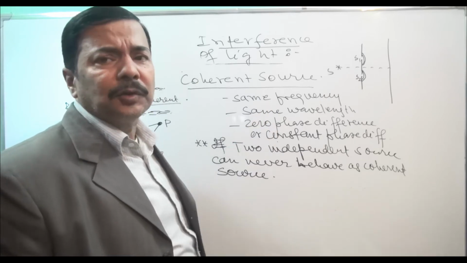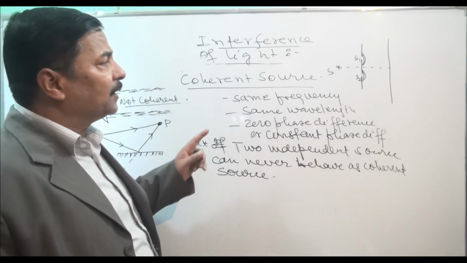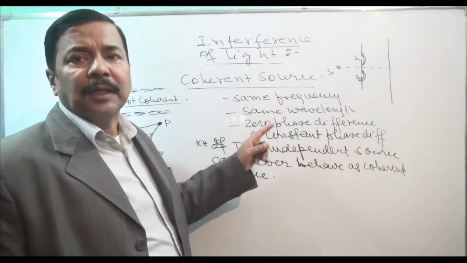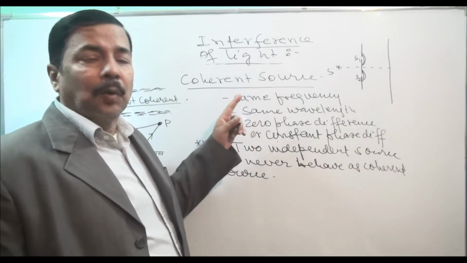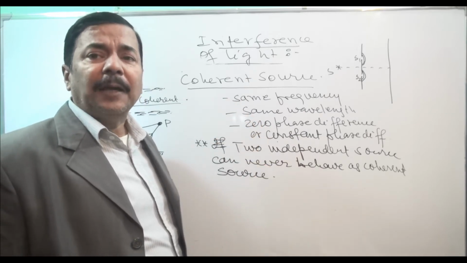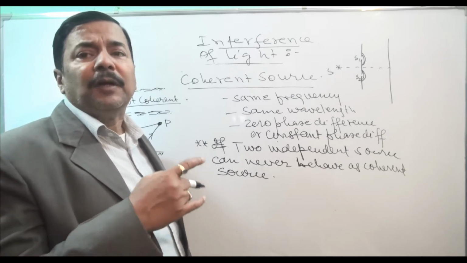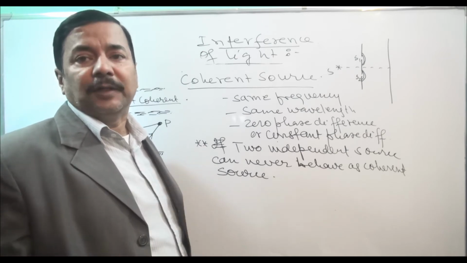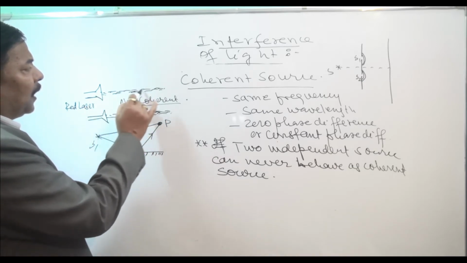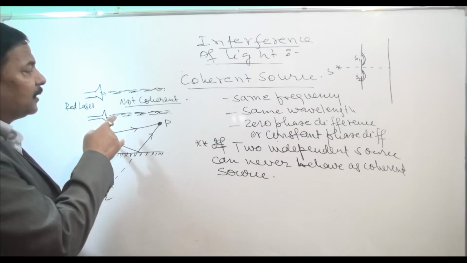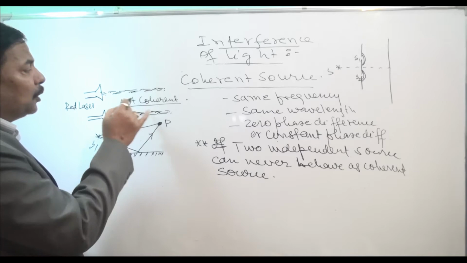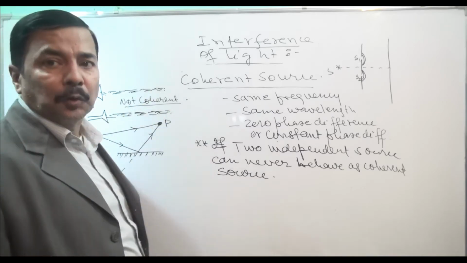So for coherent sources of light, what is essential? It is essential that from a single source we should get two sources. Then they will behave as coherent sources. They will have the same frequency, same wavelength, and at the same time the phase difference between them will remain constant, that will not vary with time. In the case of two laser torches that we have used, the same frequency and same wavelength are there, but the phase is not constant and is continuously changing with time, so this will not behave as a coherent source.